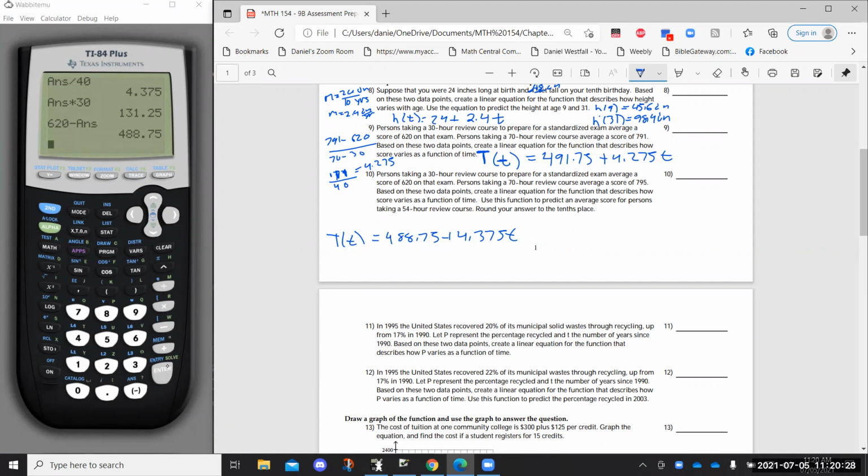So then we want to predict what's going to happen if they study for 54 hours. So 488.75 plus 4.375 times 54, and that should give me a score of 725.